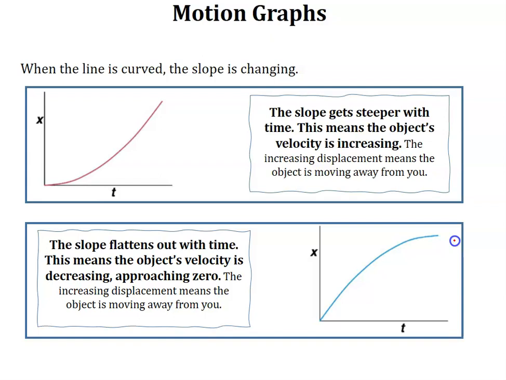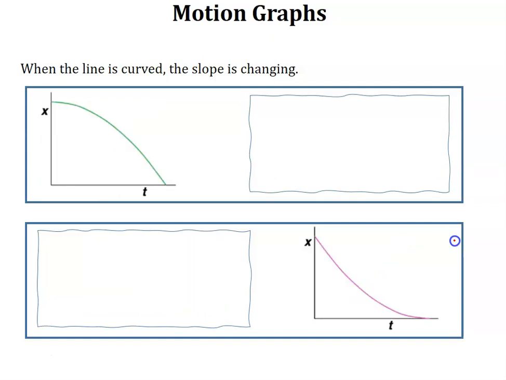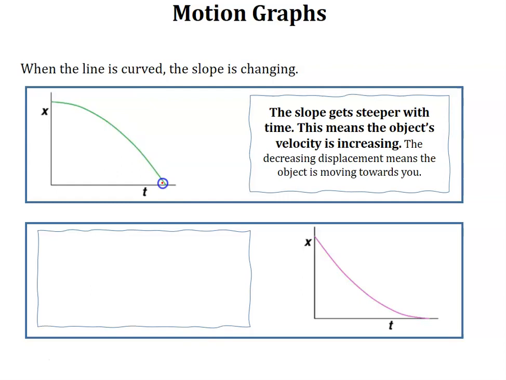For the next example, we start with a relatively flat slope, and the slope is going to get larger and larger. And so this is a slope getting steeper. That means the velocity is increasing, the slope is increasing. It's just that it's increasing in the negative direction because the displacement is showing the object getting closer to you. So that is a negative velocity, but it is still speeding up.